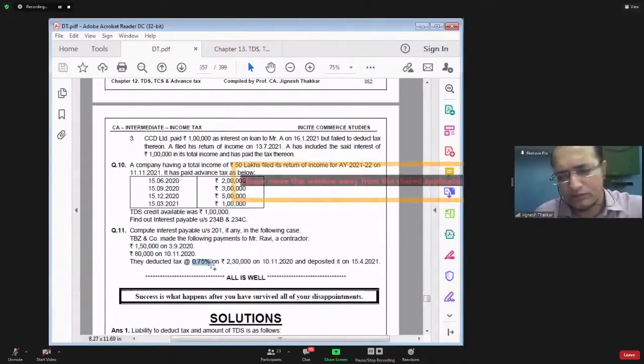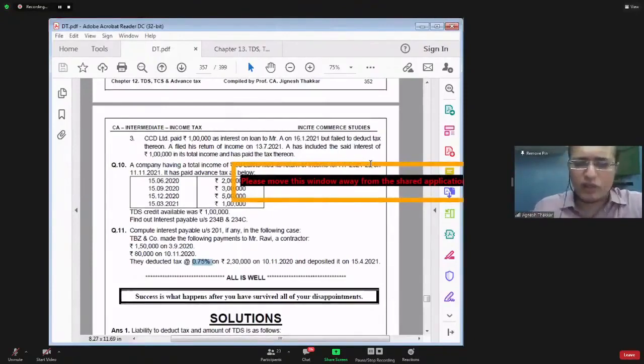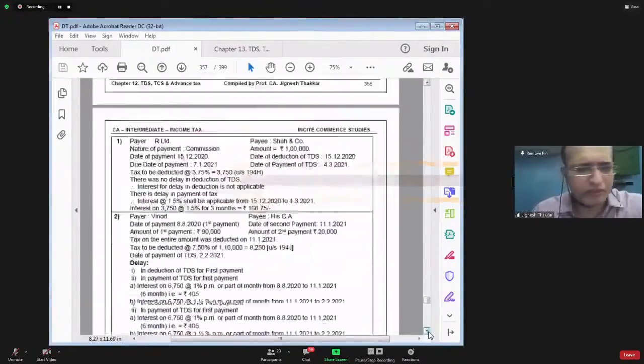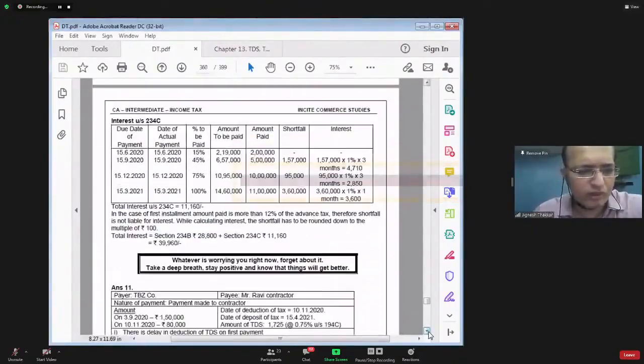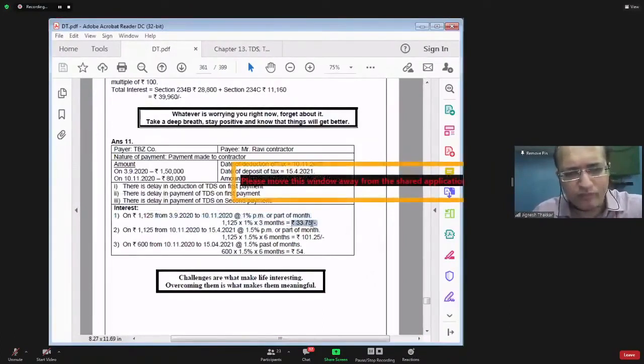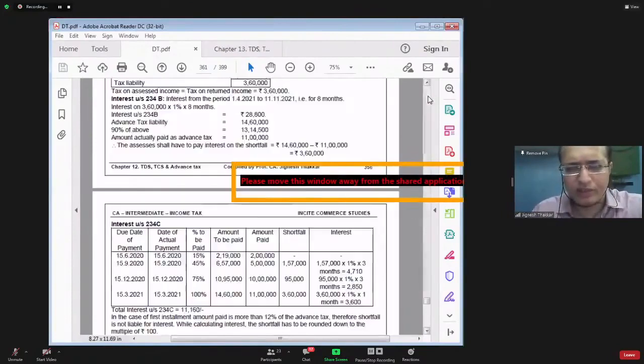Are you understanding? 1,50,000 into 0.75% will give you 1,125. Of that 1,125, you take how much percentage? 3%. So what is the amount? 33.75. So interest for late deduction in case of first payment is 33.75.